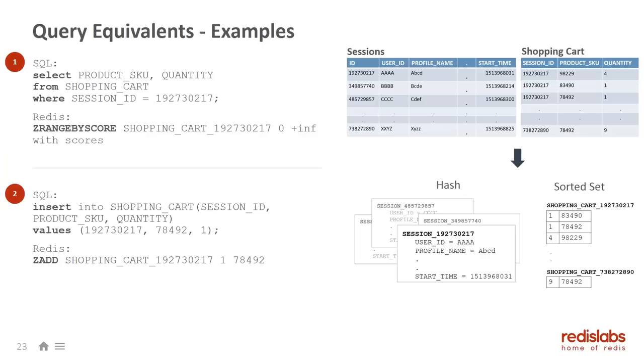Here, what I'm doing in SQL is selecting product, SKU, quantity from shopping cart where session ID is so and so. In Redis, you have to run the command ZRANGEBYSCORE shopping_cart. You're appending the session ID to your shopping cart. And as I said earlier, you can create a key the way you want. Here in this case, I'm using underscore as a delimiter. A colon as a delimiter is also very popular in Redis. So here I'm running ZRANGEBYSCORE shopping cart, so and so. That's a sorted set from 0 to infinity with scores, and that will give me all the items that are in the shopping cart along with the quantity.